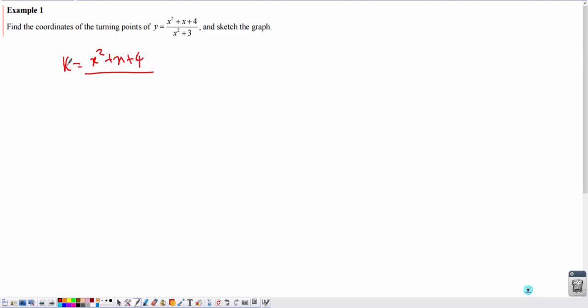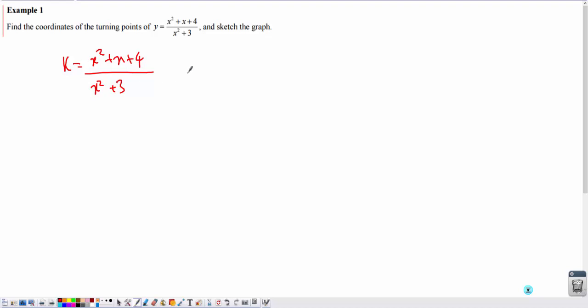Well, I would avoid using a, b, or c because we're going to use those in the discriminant. I would also avoid using letters like x and y because those are usually variables. K is what we're going to use, though you could use others if you wanted to. Now, we're going to make this into a quadratic. This is not a quadratic equation. This is a rational function.